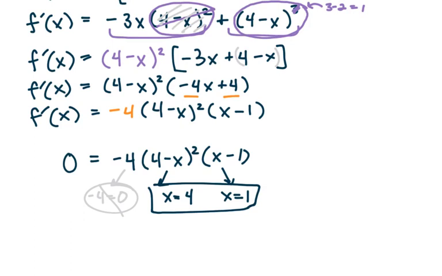So this quartic polynomial had two critical numbers, and those are numbers where max and min values could occur. And you'll want to make sure that we paid attention to the fact that it was a polynomial, so there were no undefined values, and that the domain, being negative infinity to positive infinity, had no endpoints.